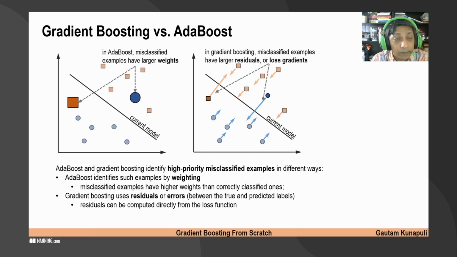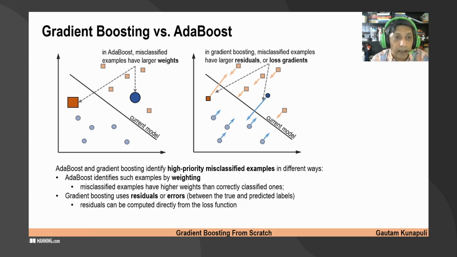On the other hand, gradient boosting also needs a way to characterize the mistakes made by the algorithm, figure out what's going on, and in a similar way to AdaBoost, get it to focus on those specific data points. But instead of using weights, it uses something called residuals. A residual is just an error, right?